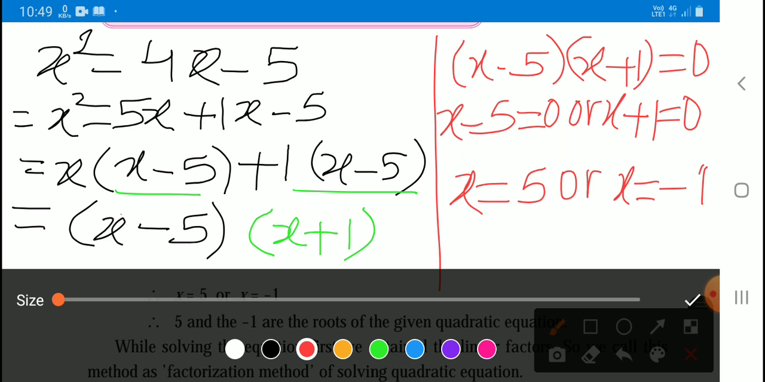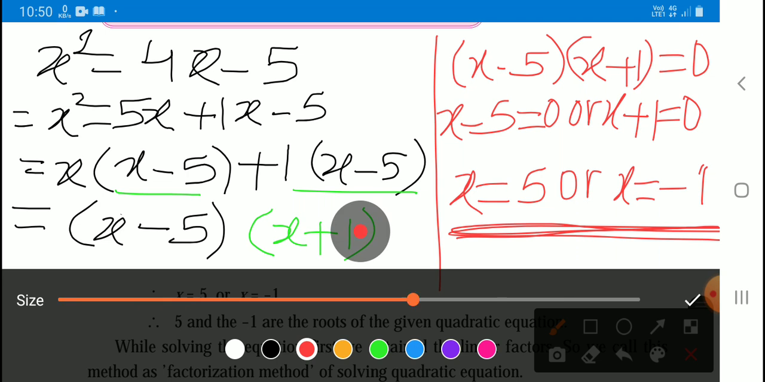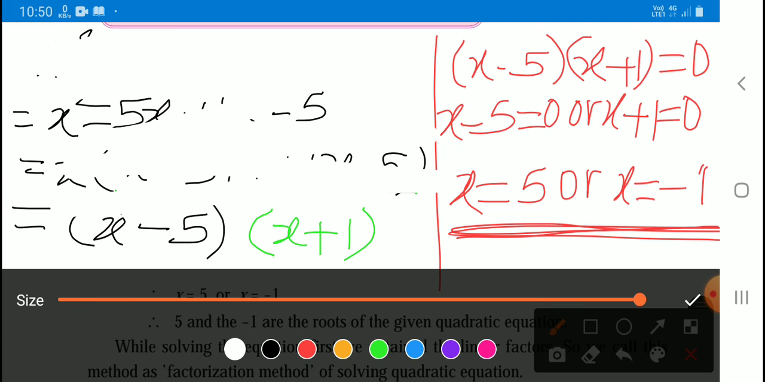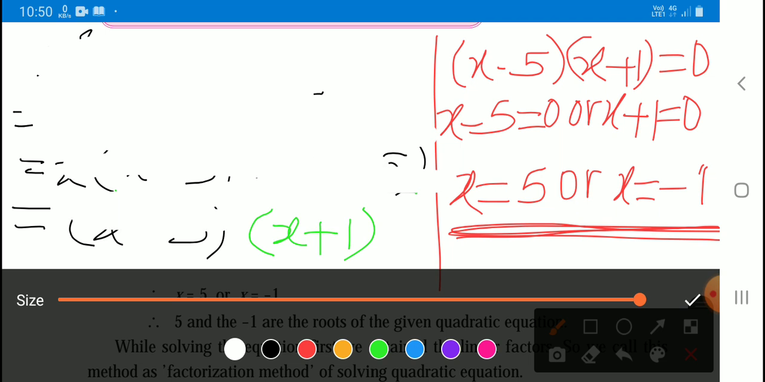Now keep in mind, if the product of two numbers is 0, then at least one of them is 0. So we had taken 0 here, and you got the solution of this equation: x is equal to 5 or x is equal to negative 1. One more example we will solve here of the factorization method.